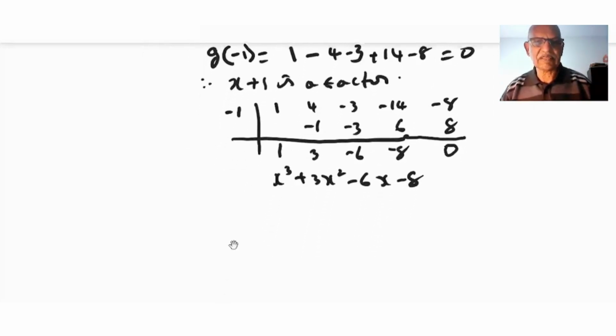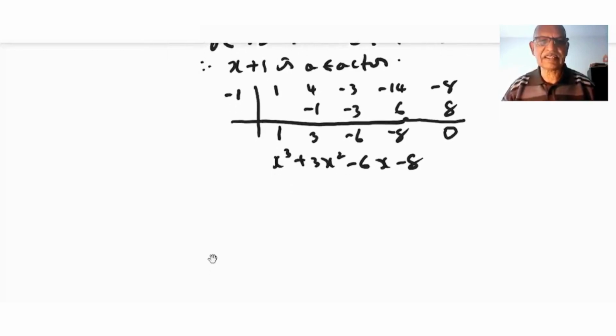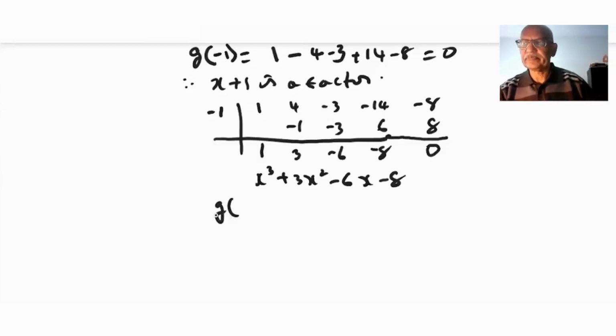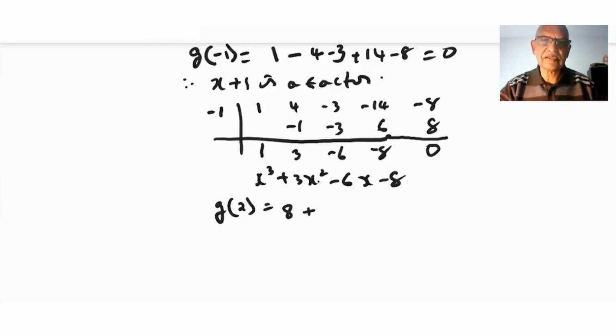Since I have at most 4 real factors, I expect more factors from here. I do more synthetic division. So let's see if I have g of 2. For g of 2, I can substitute here or I can substitute in the original one. So this will be 8, 12, minus 12, minus 8. This will be equal to 0. Therefore, x minus 2 is a factor.